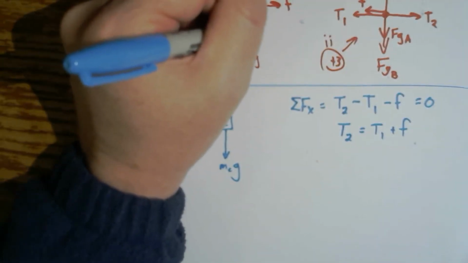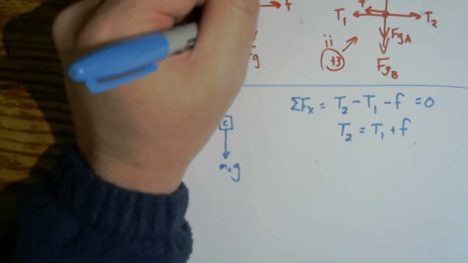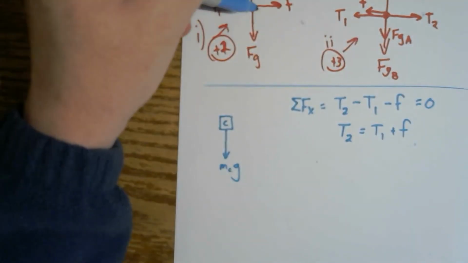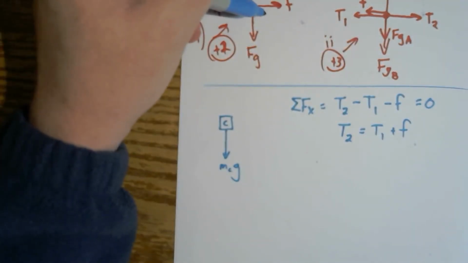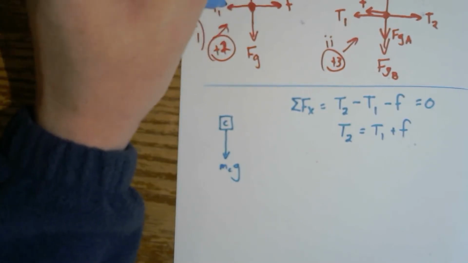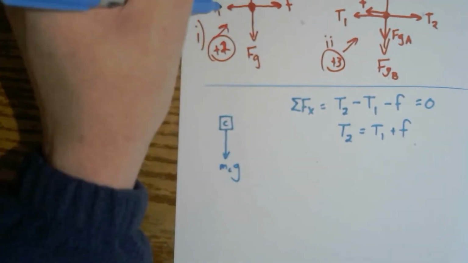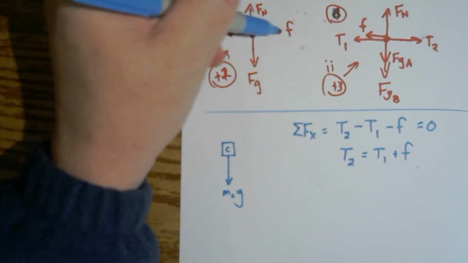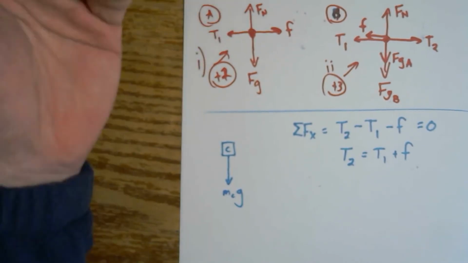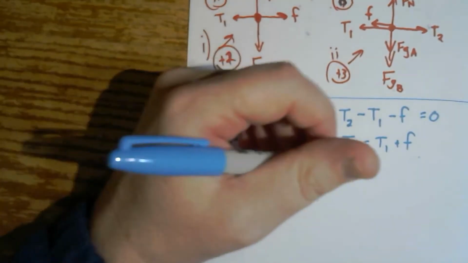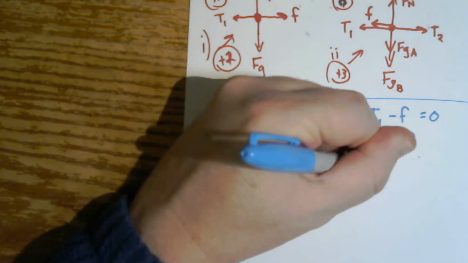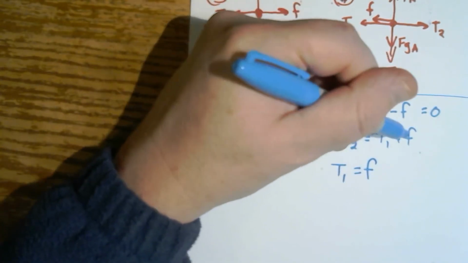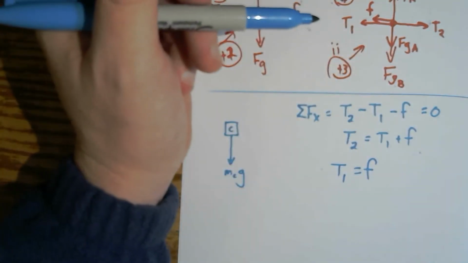If I look at block A, then that friction has to be the same as this friction, correct? So what I can do from looking at the free body diagram of A is that tension 1 and friction have to be equal, correct? Because block A is not moving either. So tension 1 has to be equal to the friction. That's kind of cool because now I have two variables that I can make substitutions on.